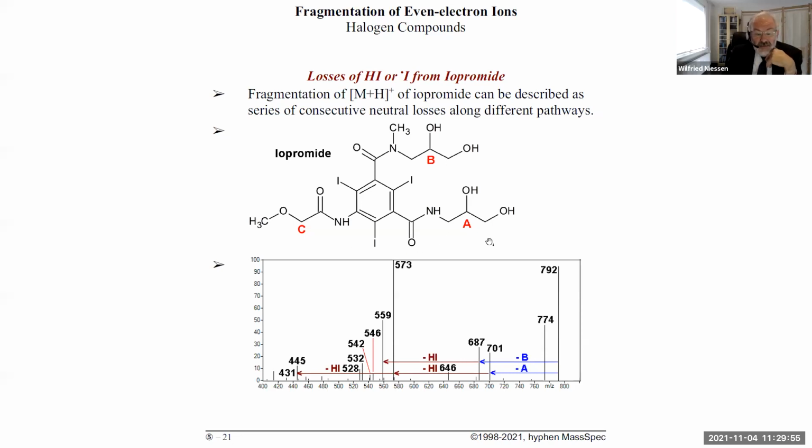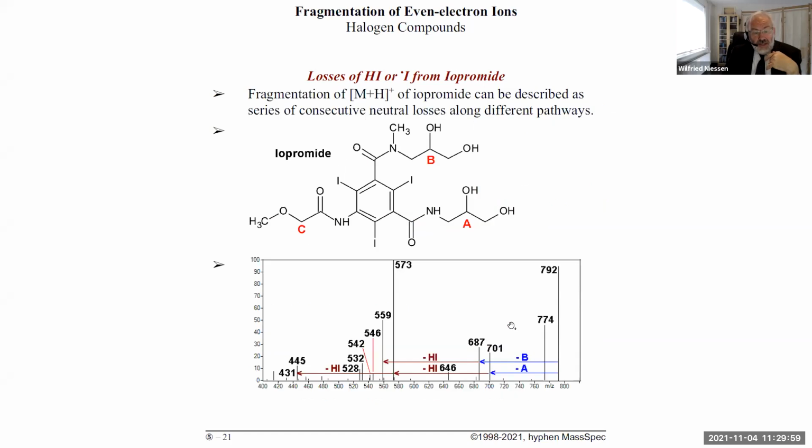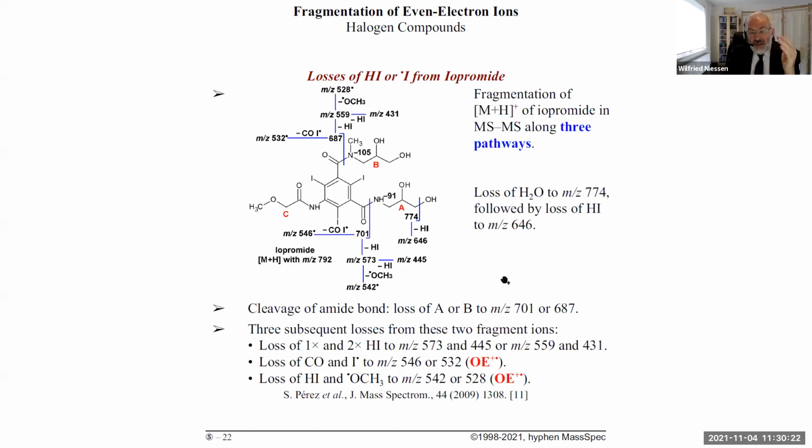So if we go into detail into the spectrum, what you basically see is either the loss of the A group, like this, or of the B group, like this. And because we have a N methyl here and not here, you see the two peaks, which are 14 units different. And from these two ions, you can have a variety of secondary fragmentation along 3 pathways.